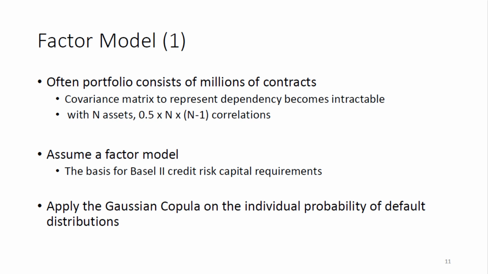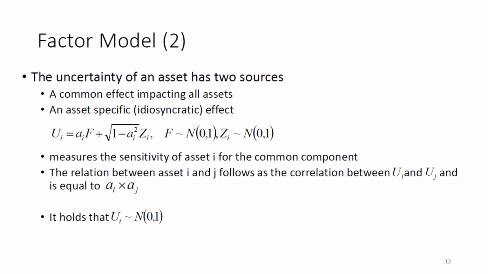And this factor model is the basis for everything that we do with credit risk capital requirements in Basel II. So this is the basis for the Vasicek model. What we will do in a way is take the Gaussian copula that we just discussed and apply it to a factor model to get to these capital requirements. Let's see how the factor model works.